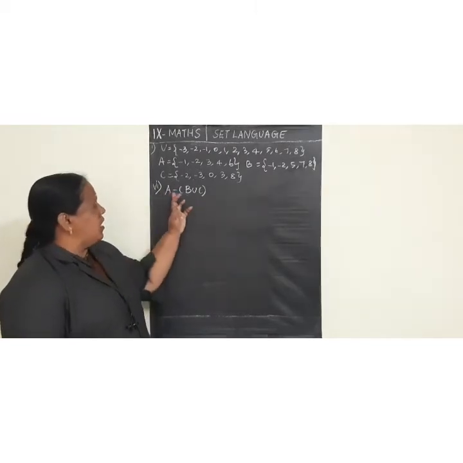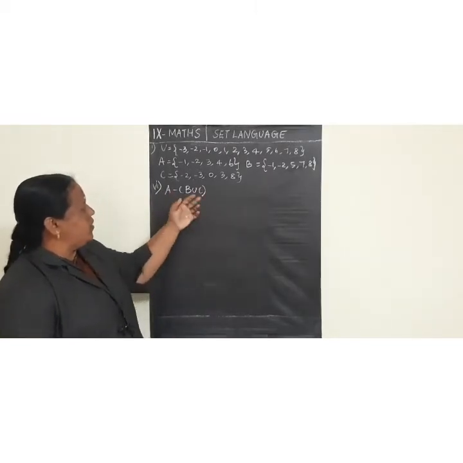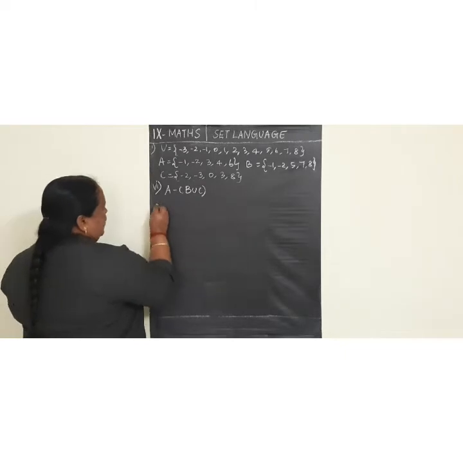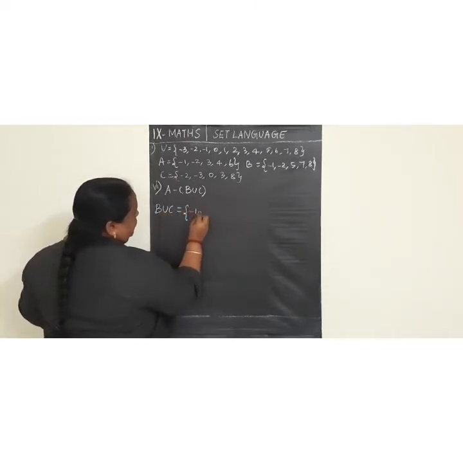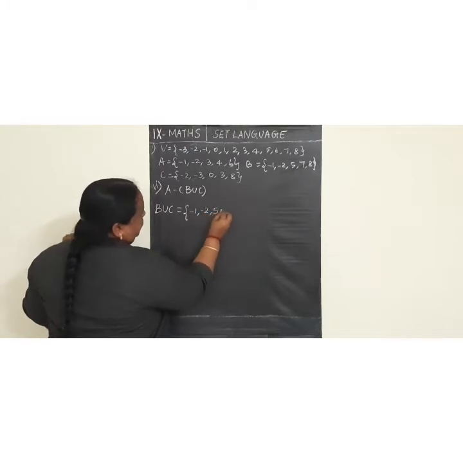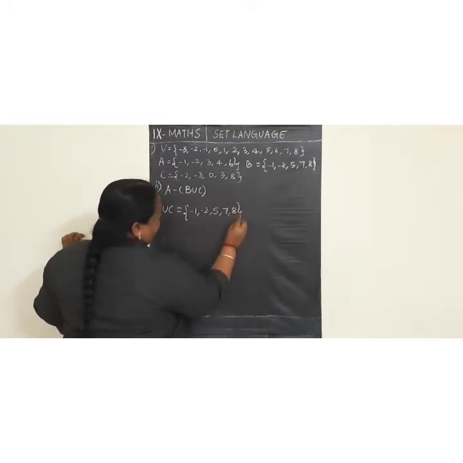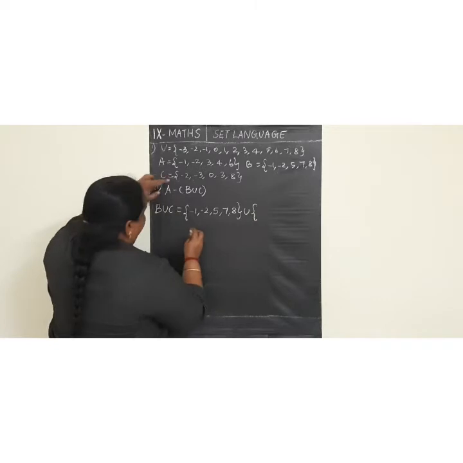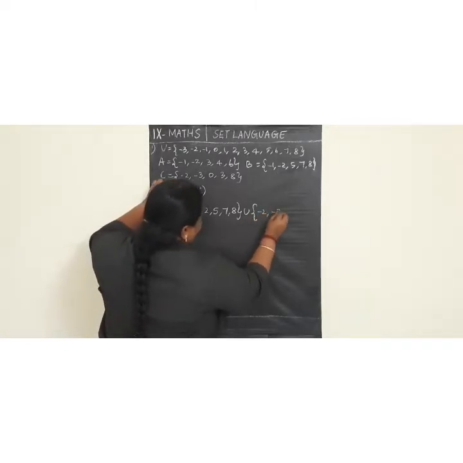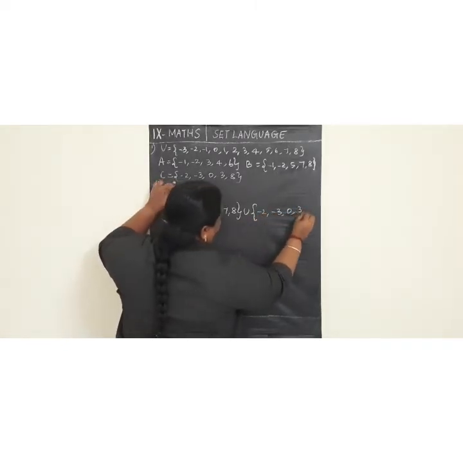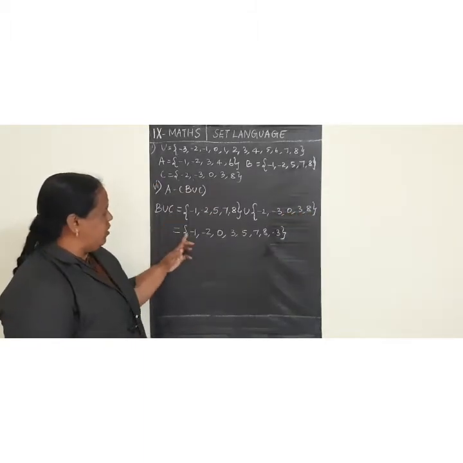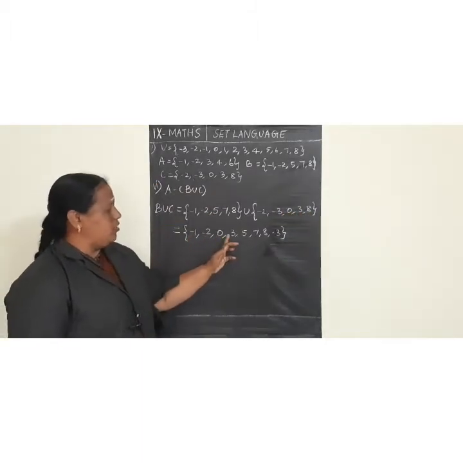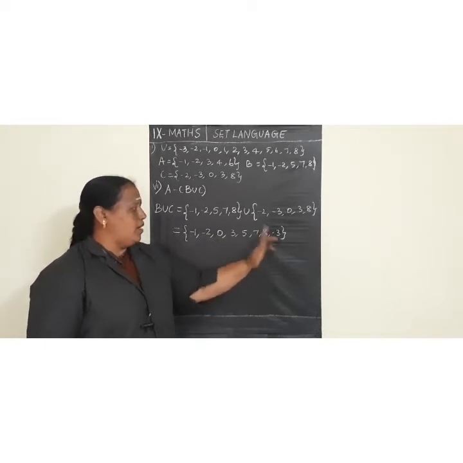Next subdivision is A minus (B union C). So first we have to find B union C. B union C is equal to, we have to write B set first, {-1, -2, 5, 7, 8} union the set C, {-2, -3, 0, 3, 8}. B union C is equal to {-1, -2, 0, 3, 5, 7, 8, -3}.